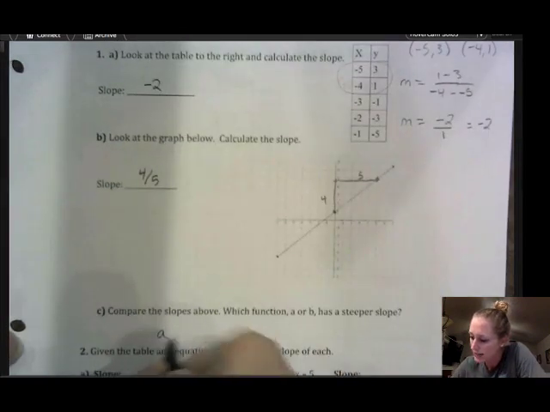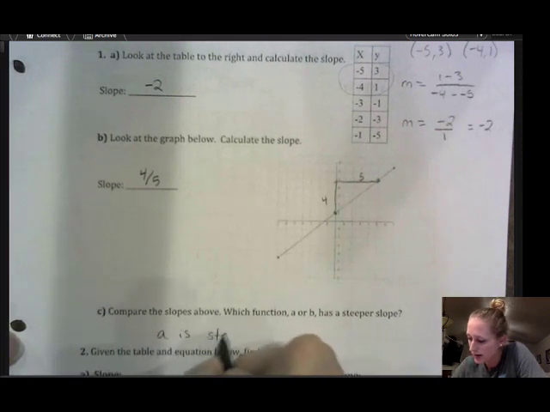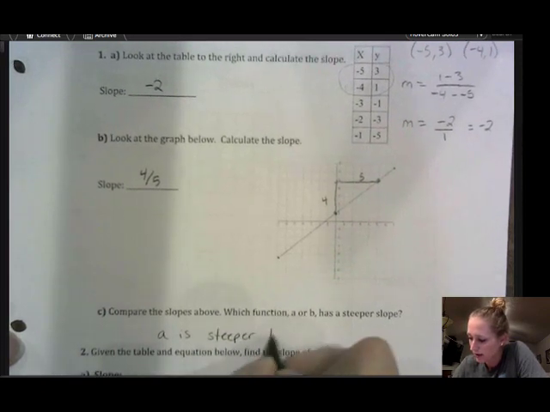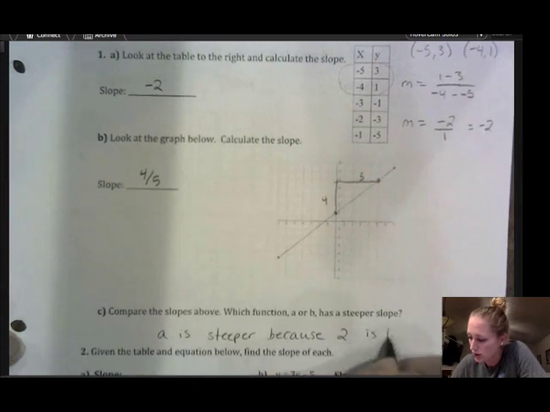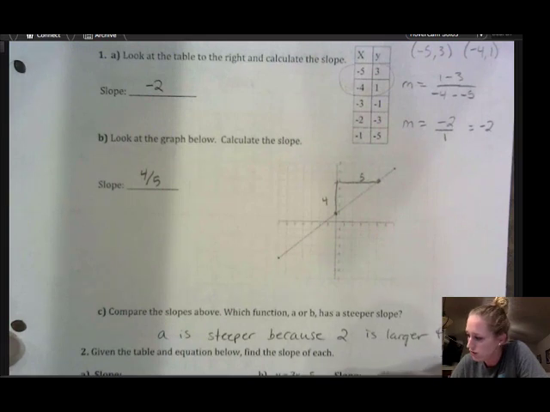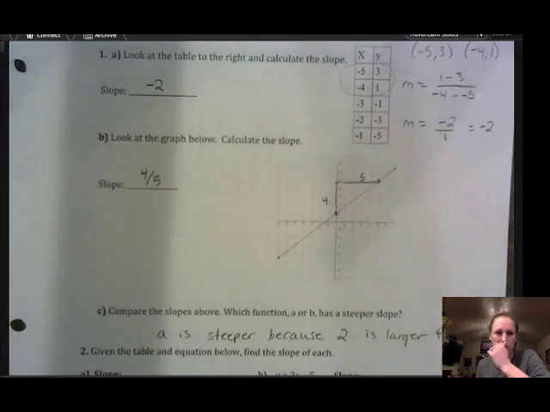So A is steeper because 2 is larger than 4/5. So even though it's negative, that didn't really matter for steepness. It's just going the opposite direction, but it's still a steeper line.